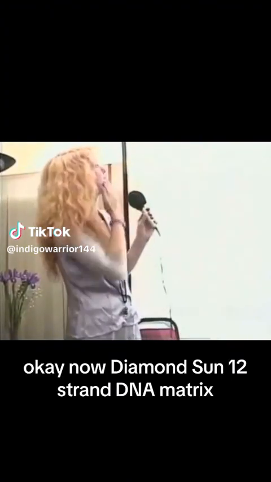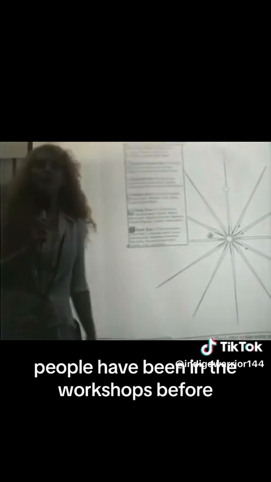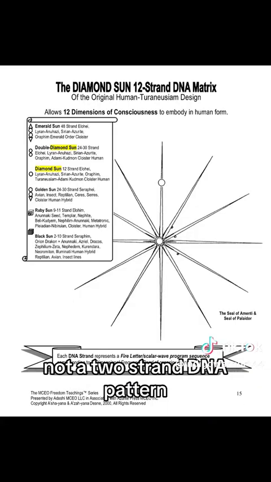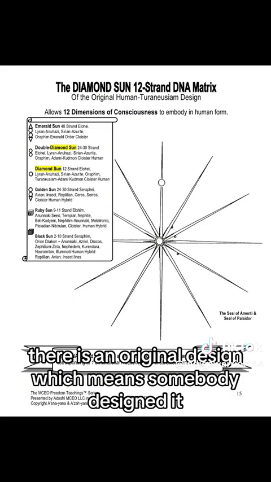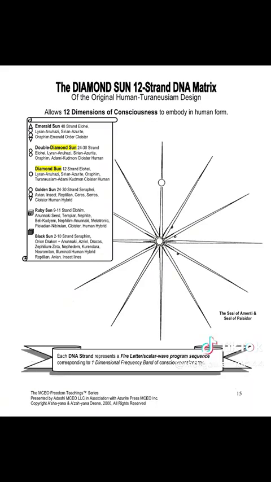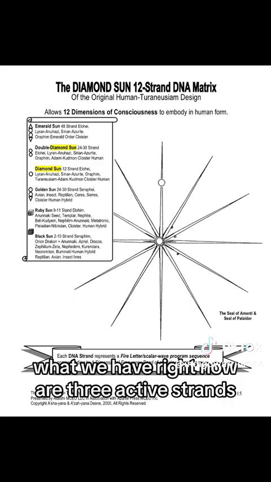Okay, now, the Diamond Sun 12-strand DNA matrix. People who have been in the workshops before understand that I've talked about the original human imprint being a 12-strand, not a 2-strand DNA pattern. This was the original design. There is an original design, which means somebody designed the DNA imprint for the human form. What we have right now are 3 active strands.